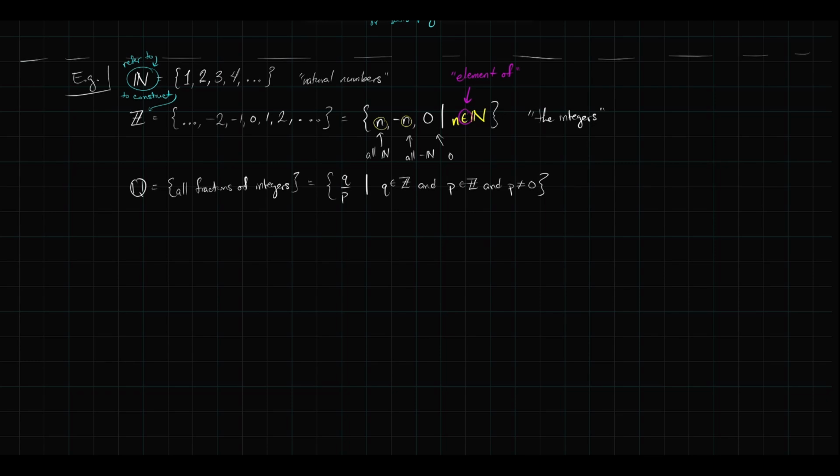What we have done here is we started with N, and then we used N to construct Z, and then we used Z to construct Q. So it's really quite interesting that you can get away with all of this with set builder notation. So I'll give Q a name. I did already refer to it as the rationals.